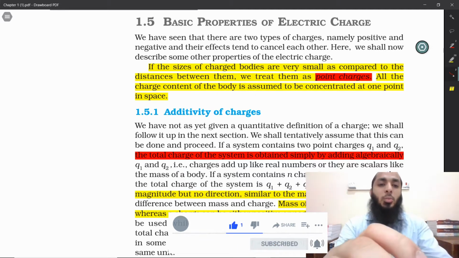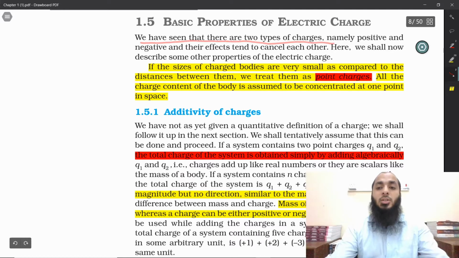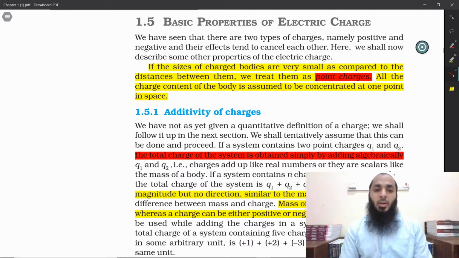In this video, we're going to learn about basic properties of electric charge. We have seen that there are two types of charges, namely positive and negative, and their effects tend to cancel each other. Here we shall now describe some other properties of the electric charge. If the sizes of the charged bodies are very small as compared to the distances between them, we treat them as point charges. We have seen something of a similar kind in class 11, where we said that if an object is moving and the distance moved by the object is large compared to its own dimensions, then we can treat them as point objects.